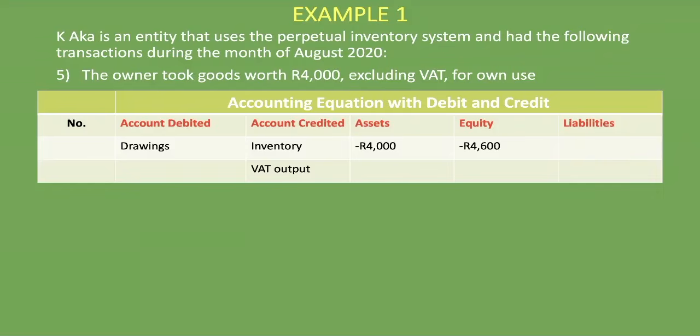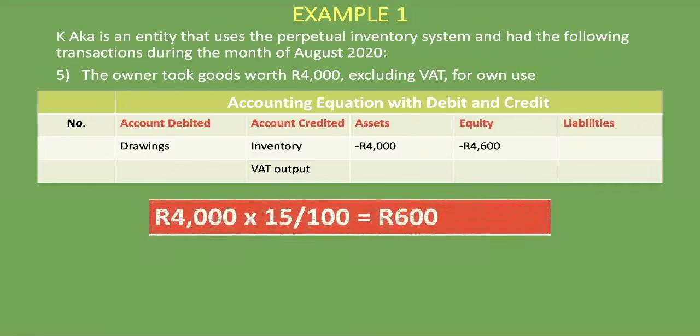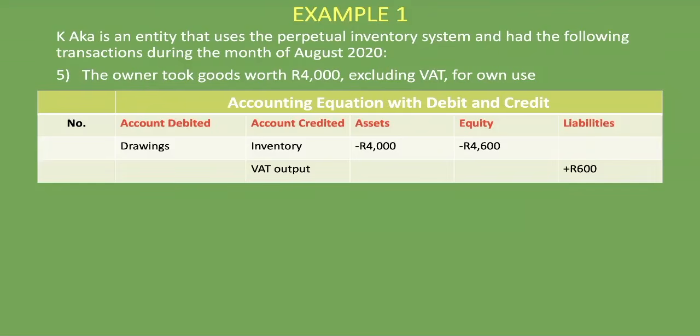So put minus 4,600 on the equity side because drawings decreases your equity. And then we have VAT output. How do we calculate that? We'll take the 4,000 rand times 15 divided by 100 and it gives you 600. And we put that as a positive, plus 600 rand. And you can see our assets still equal our equity plus liabilities. Okay. Let's move on to the sixth one.